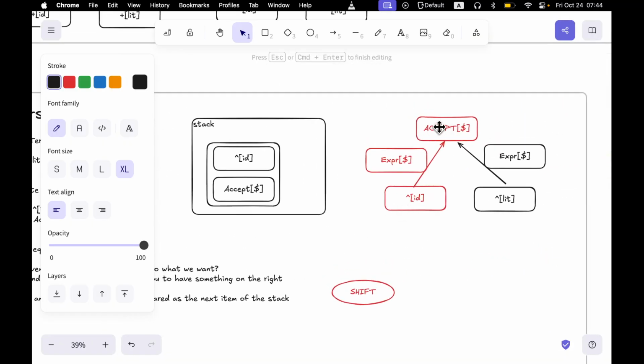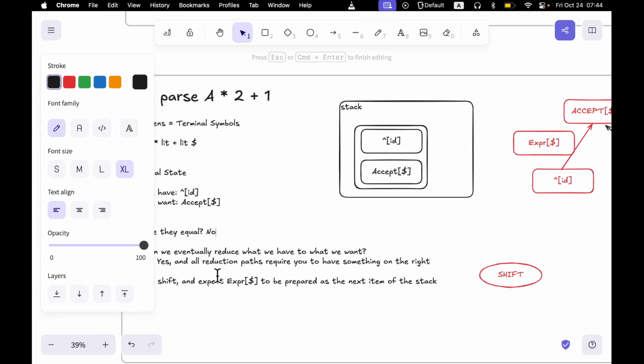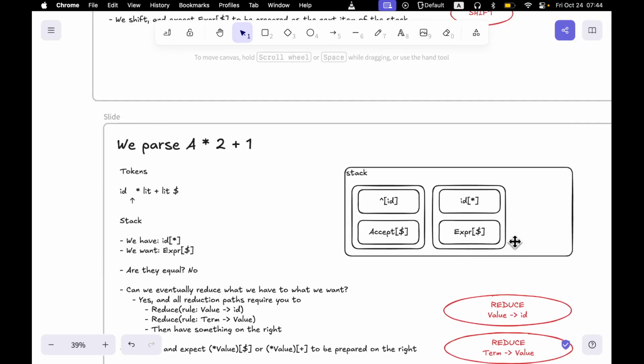And there's a unique path that starts from here and ends here, and we require, as our first step, the expression with a dollar to be our next item of the stack. But we currently have nothing, so we shift, and we want expression dollar to be prepared as the next item of the stack. So when we shift, the state becomes like this.